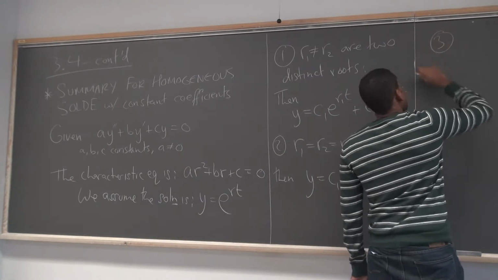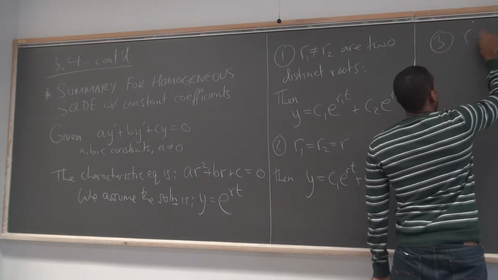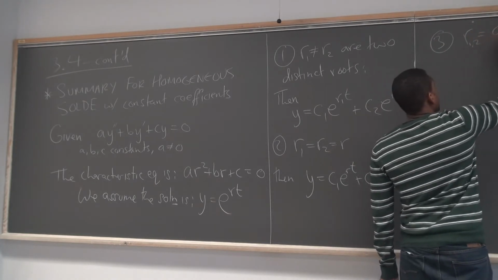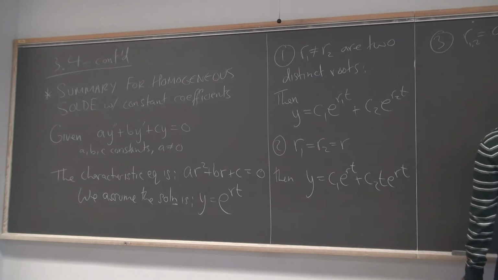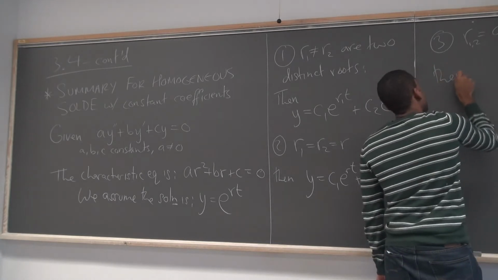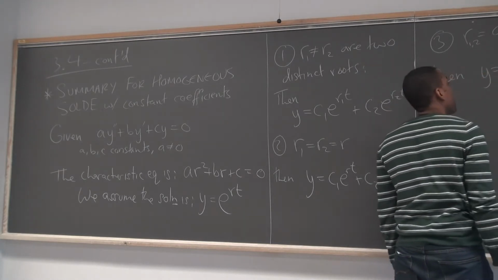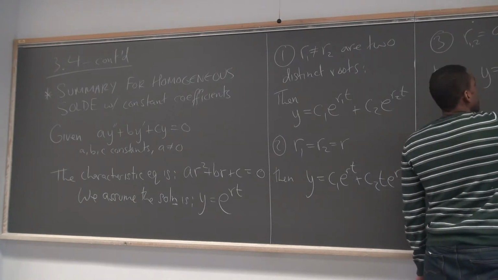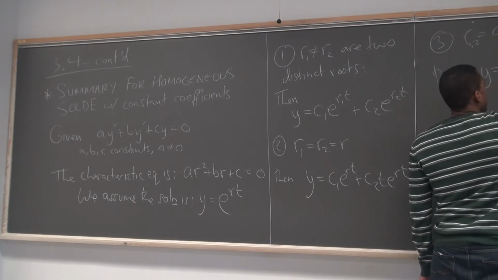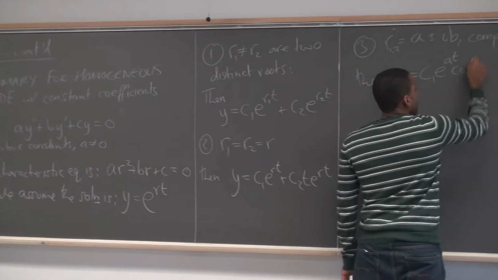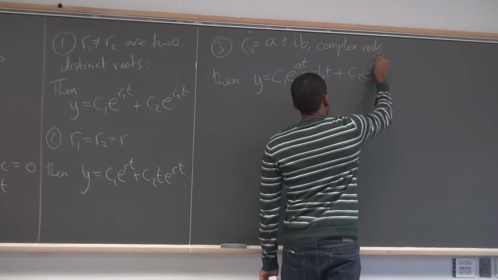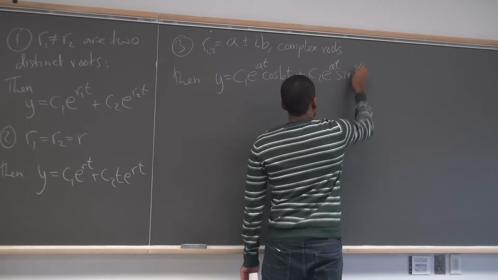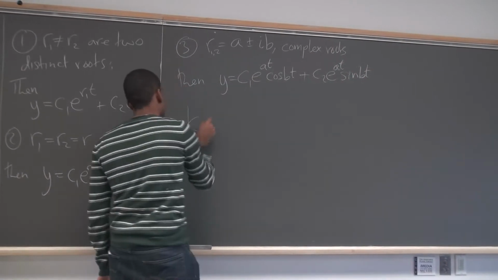The third case, where r1 and r2 are equal to a plus or minus ib, that is complex roots. Then y is equal to C1 e to the at cosine bt plus C2 e to the at sine bt. Okay, know this.